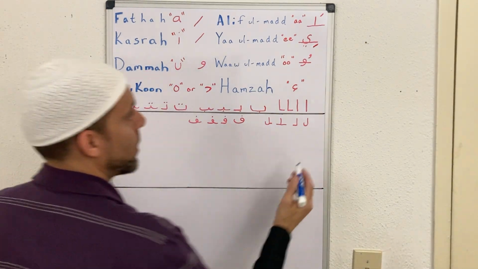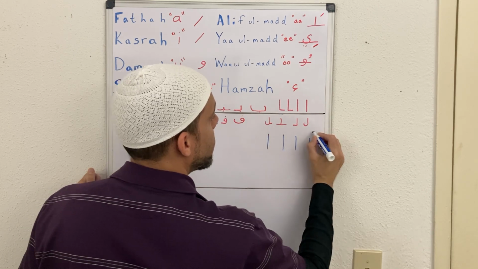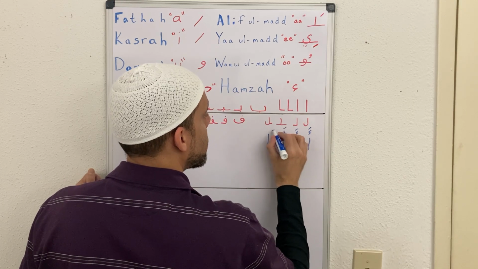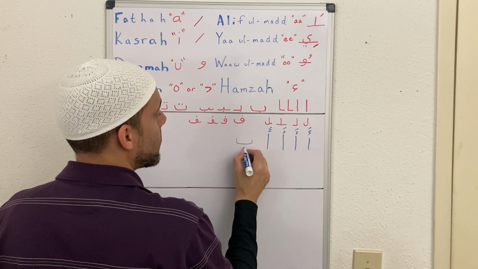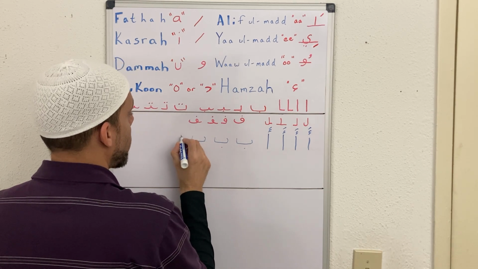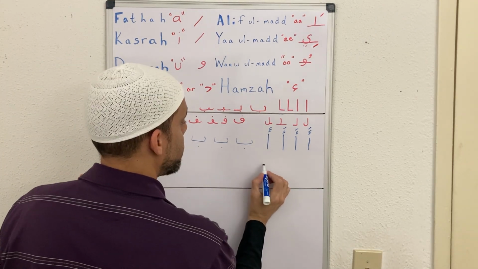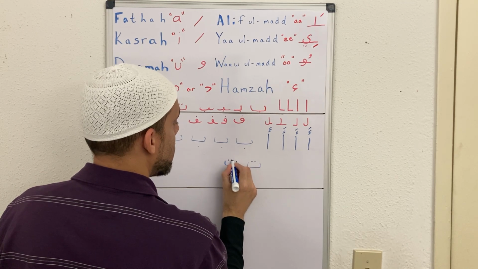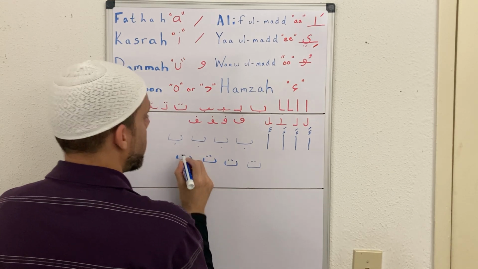And get some good practice in here. Let's start with our letters. Alif, let's do four. Alif. Put those fathas up there. And the hamzas. Let's do our ba's. Getting some fantastic practice here. Boom, there we go, there's our ba's. Now let's do our ta's. Two dots. Two dots.